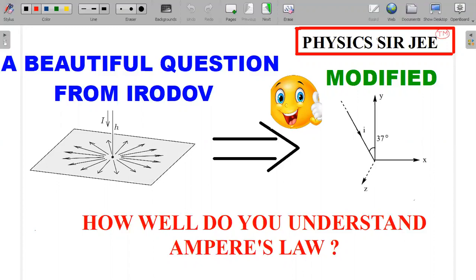So what I have done is to take this beautiful question that I'm a very big fan of. I'm usually a fan of Irodov. I've slightly modified it so that we can go into the deeper aspects of your understanding of Ampere's law. Without much further ado, let me share the formal wording of the modified question.